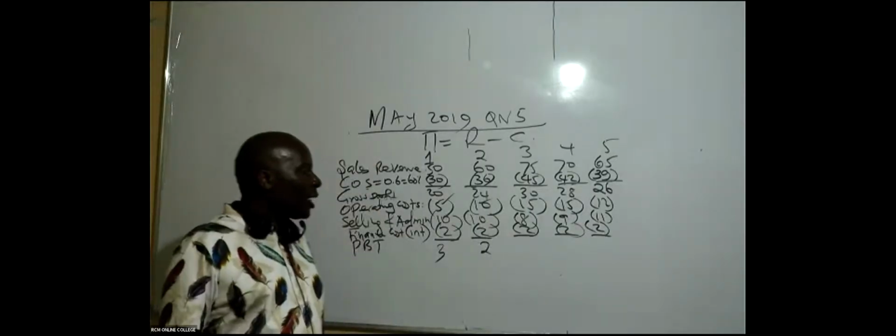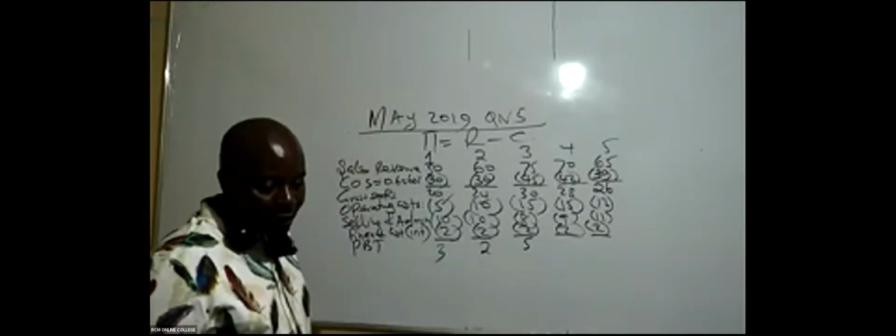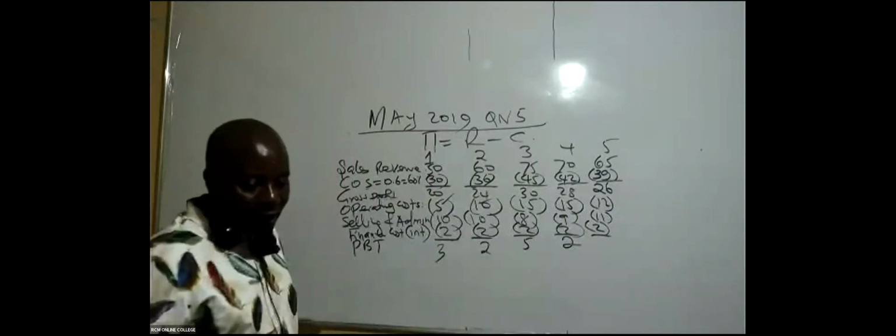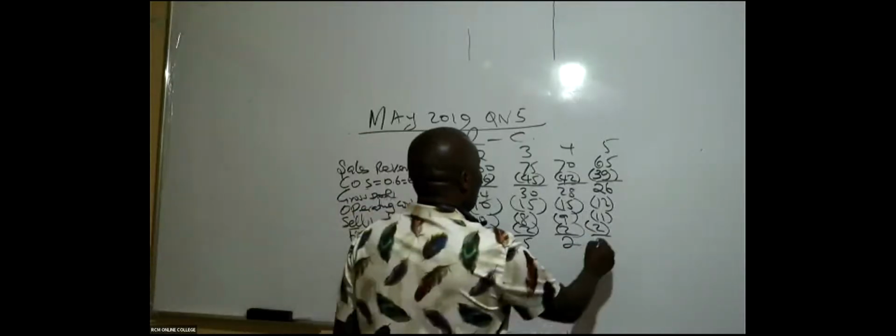I hope everybody is able to get these numbers. After that, the next one I'm being told is 5. After that, year number 4, we have 2. How about year number 5? Year number 5 is 1. So this is profit before tax.